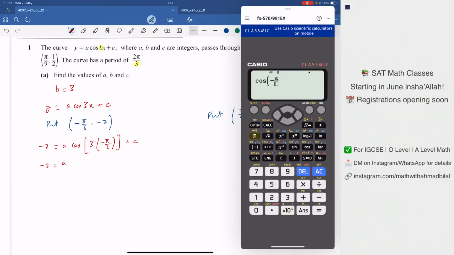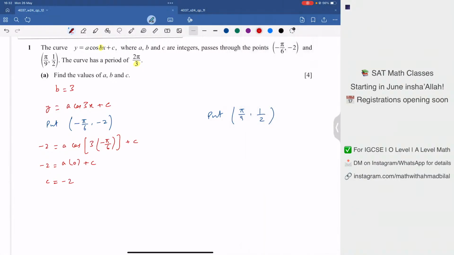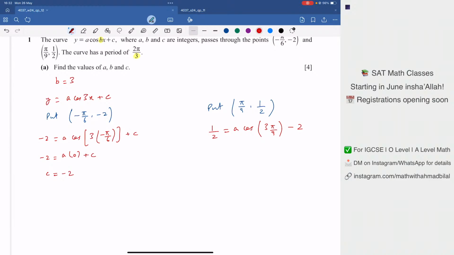So you have a calculator paper tomorrow, right? So that means you can just input this in your calculator directly, and that's giving me 0. So the value for c turns out to be negative 2 from this. So now that we know the value for c as well, let's look at what happens when we input this point. Y is 1 over 2. The value for a is what we have to find out, into cos of 3x, that means 3 pi over 9, plus c. The value for c is minus 2. We could just input that here as well, and that is going to give us the value for a.